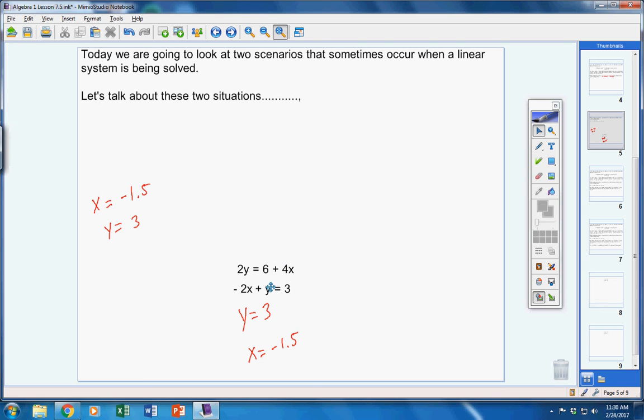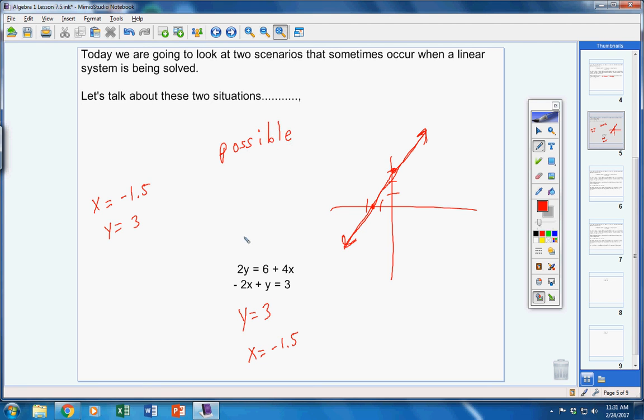These equations look different, but they're the exact same equation, and if you were to graph them, they would fall right on top of each other. Y-intercept at 3, x-intercept at negative 1.5, that's this one. So draw your line, and this one's the exact same thing, 3 and 1.5, draw that line, it falls right on top of that line. So yes, it is possible for two lines to fall on top of each other. Do you understand so far?